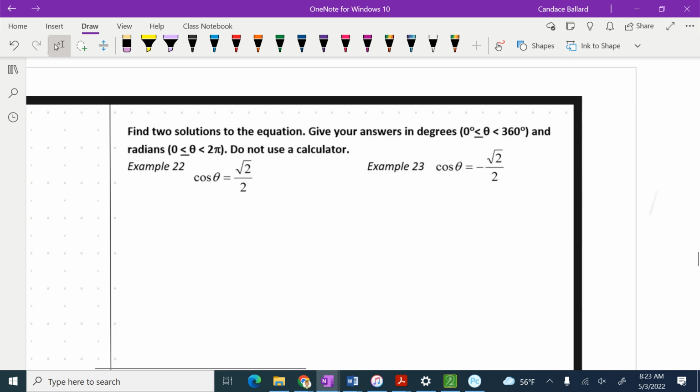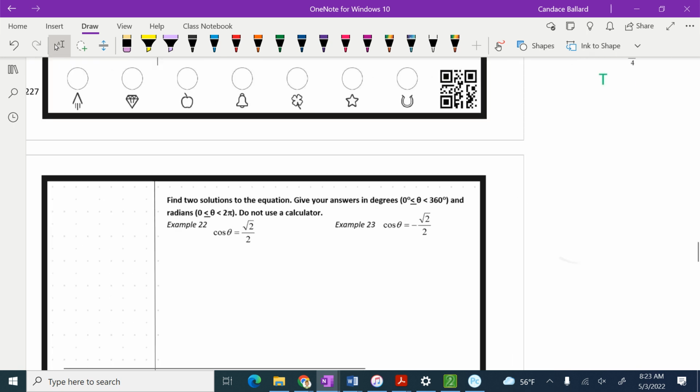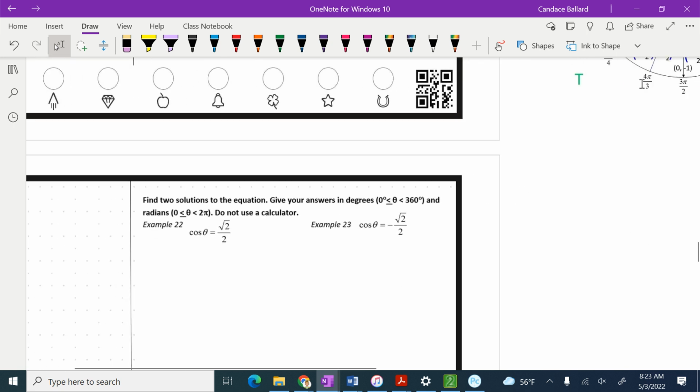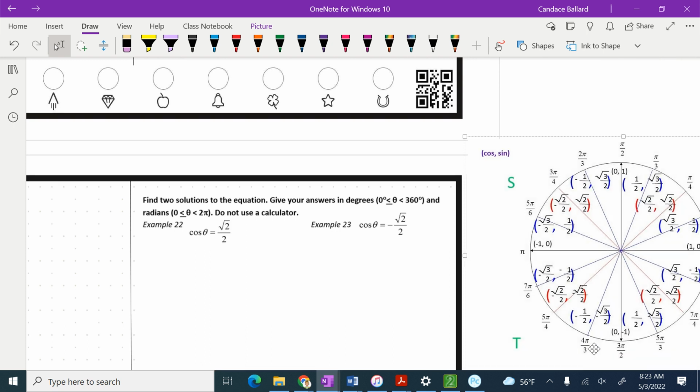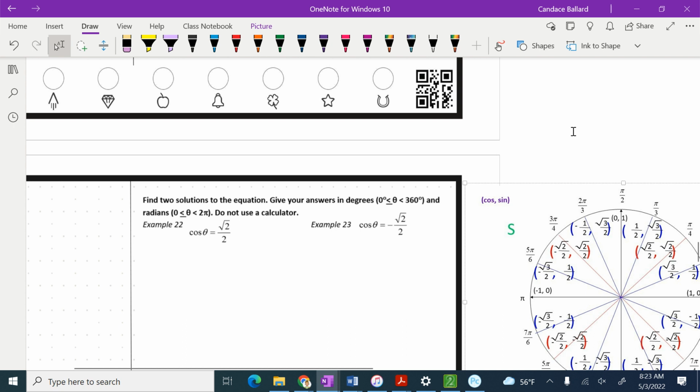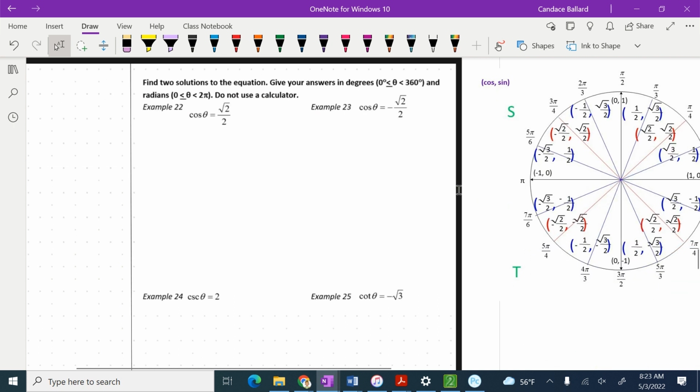Okay, we're going to take a baby step into this. This is probably one of the more important things we need to understand, which is reversing the unit circle. Maybe I will see if I can come up with a game kit for this one too, because this is really something that we should have on there. We're supposed to find two solutions to the equation, give your answer in both degrees and in radians, which we're going to read right off of our unit circle.